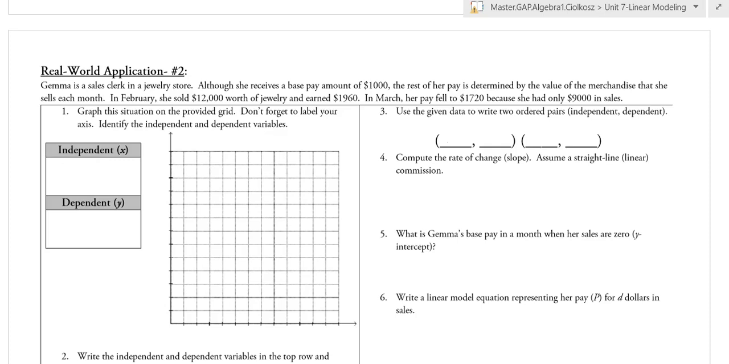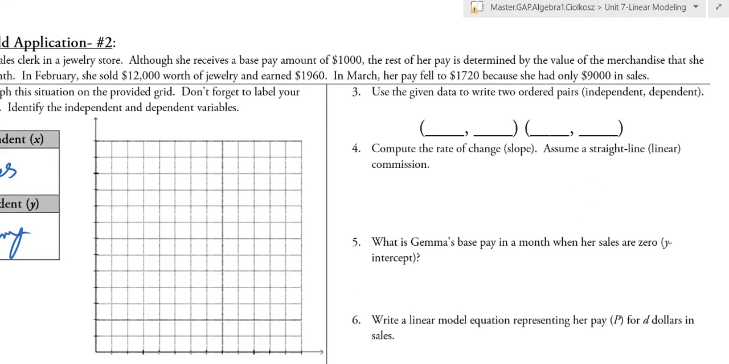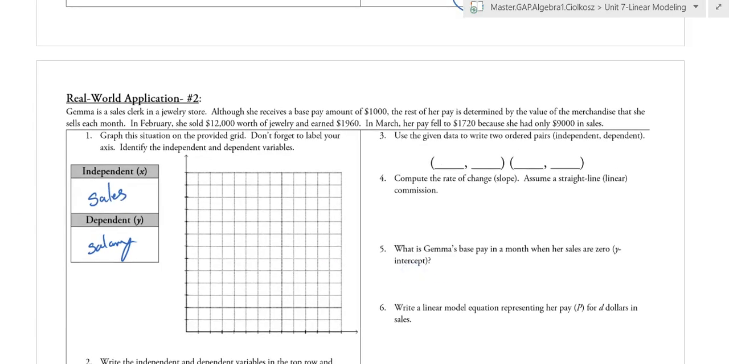So here, our independent is the sales, because that's what we're really going to change. The dependent is her salary, or how much money she makes. So, our 2 points here, we have that base pay amount of $1,000. We got some examples going on here. So what we really want to figure out is our slope, how we're going to change.